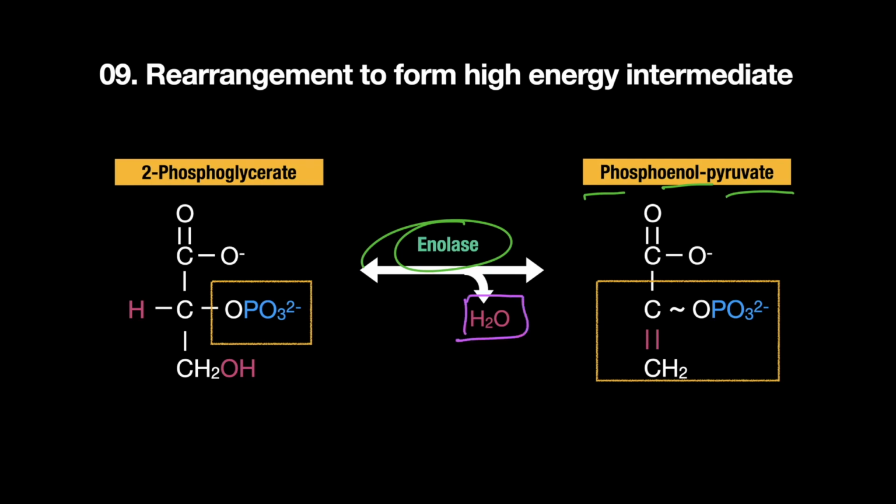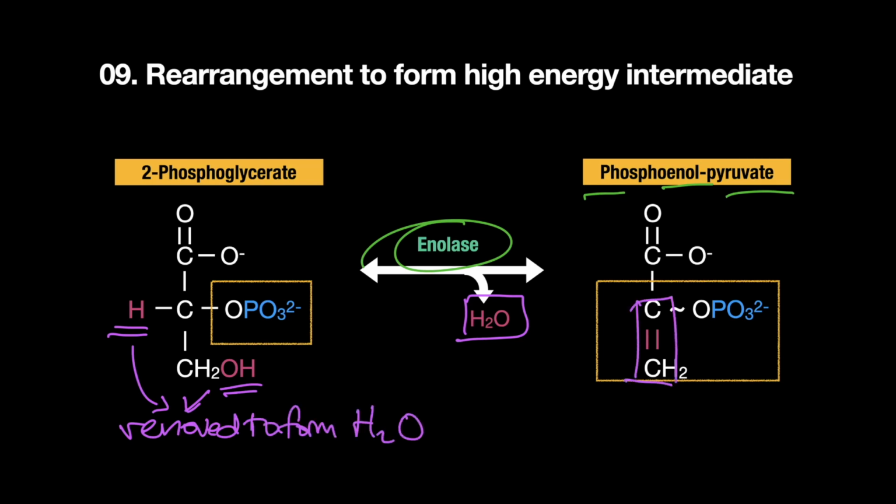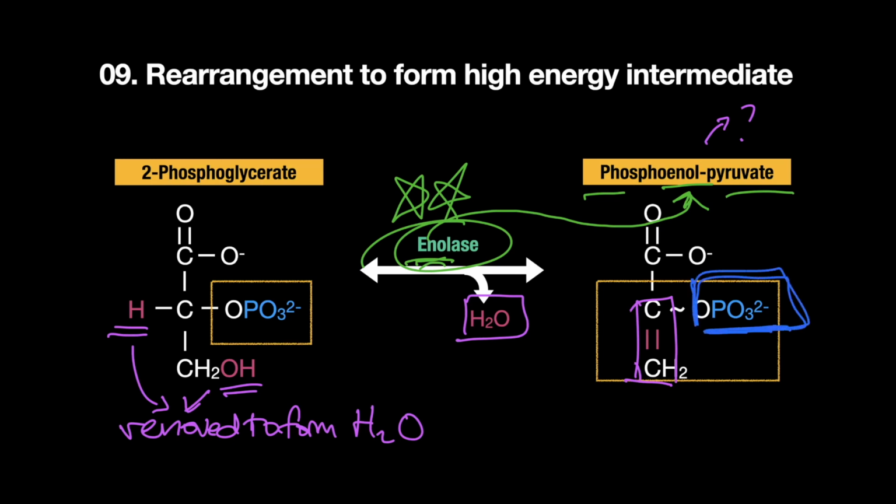Water is produced as a side product because one hydrogen atom and an OH group is removed from 2-phosphoglycerate to form water, ultimately resulting in a C-C double bond between carbons 2 and 3. How do we remember the name of this product? Because our enzyme involved in this step is called enolase, you can guess that the word enol will be in there. And because substrate level phosphorylation still hasn't occurred, a phosphate group will still be present in the molecule.